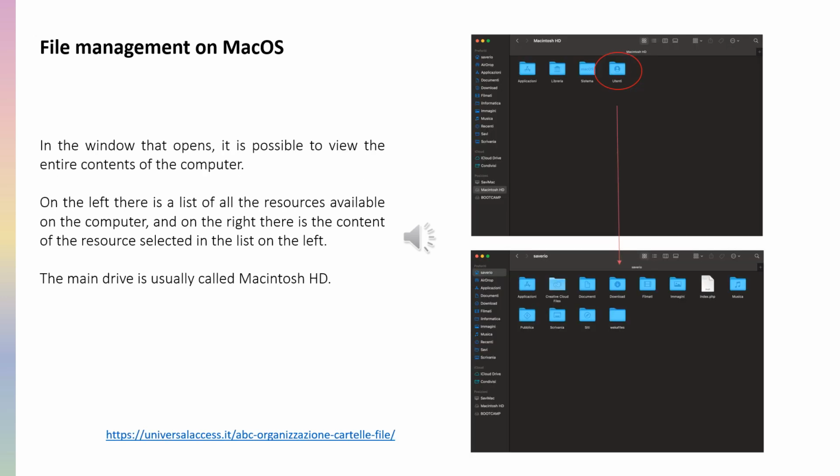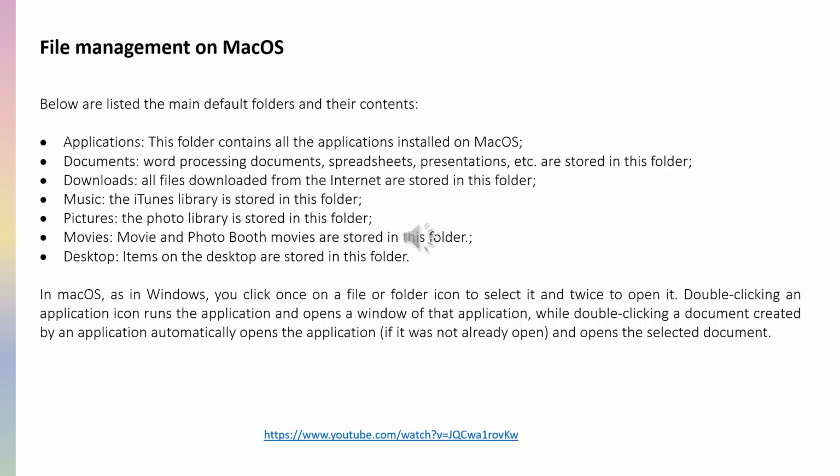In the window that opens, it is possible to view the entire contents of the computer. On the left, there is a list of all the resources available on the computer, and on the right, there is the content of the resource selected in the list on the left. The main drive is usually called Macintosh HD. We will now list the main default folders and their contents.